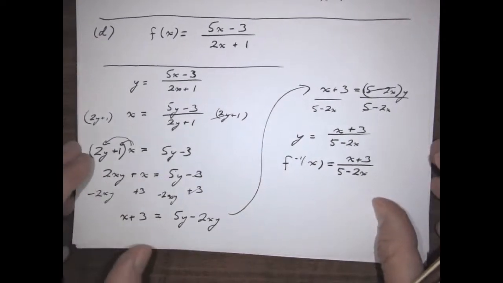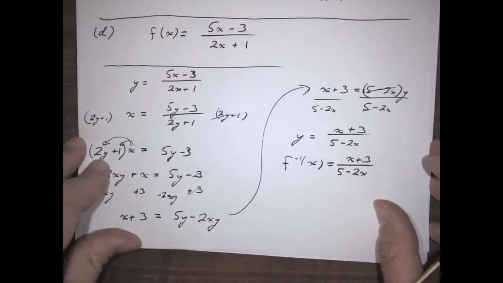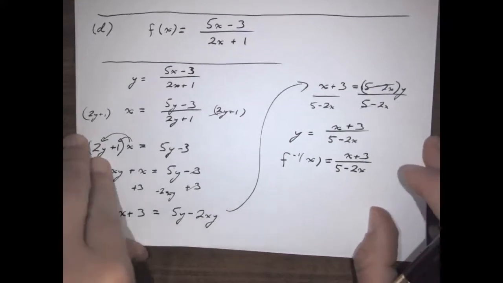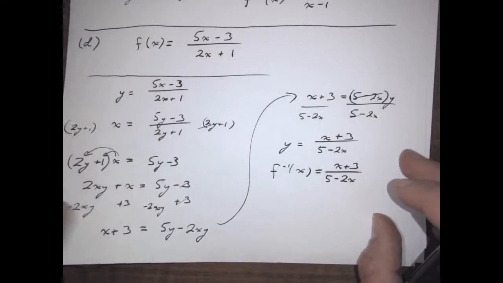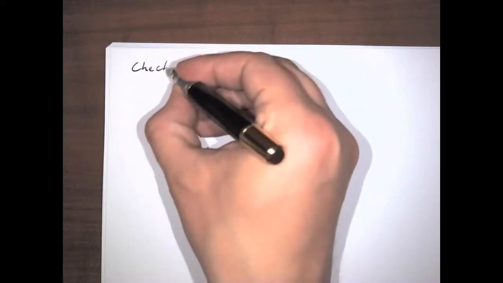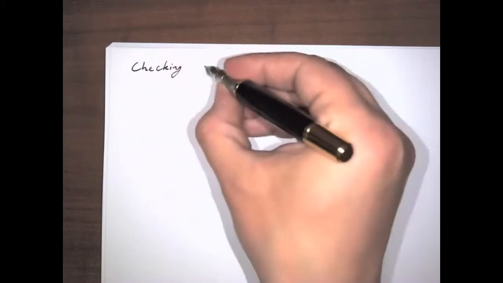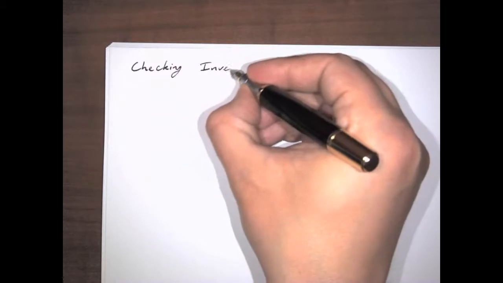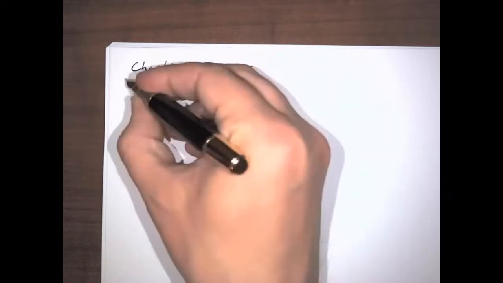Now suppose that you had a function and you had what I told you was its inverse, and you wanted to check whether it was actually true or not. Or suppose you had just found an inverse and you wanted to be sure. So, checking inverses.